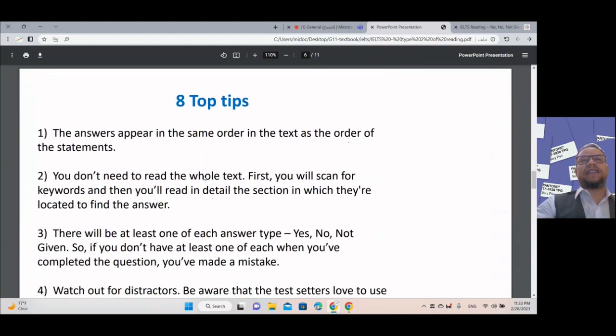Here I have the answer, and the techniques and secrets for that. I have here 8 top tips. Tip one is that the answers of yes, no, not given, or true, false, not given, appear in the same order as the text. This is secret one. You have to know your answer will be in order of the paragraphs. So if the first answer is in paragraph 2, the second answer will be after, not before. It will not go back to earlier paragraphs from time to time, not like matching headings. From the previous video on matching headings, as I taught you, you can see that the answers are not in order. But here the answers should be in order. I mean paragraph 1, then the answer in paragraph 2 and 3, and so on.